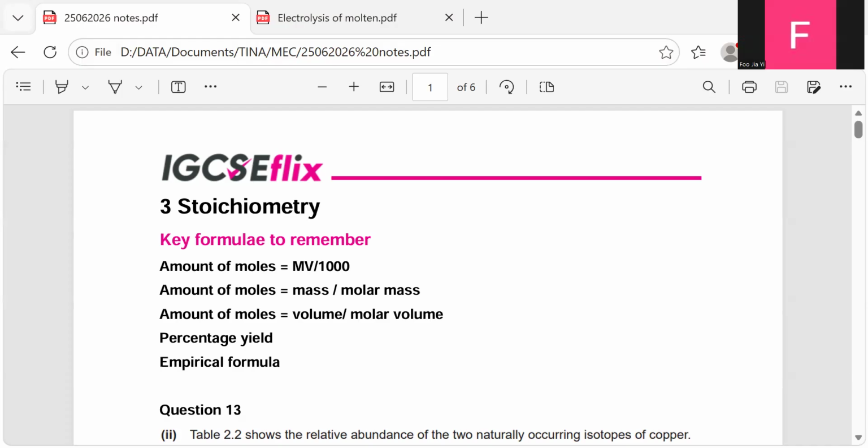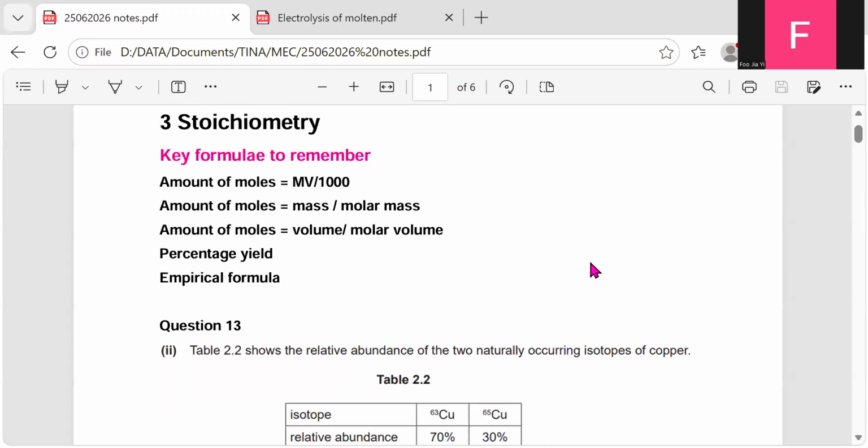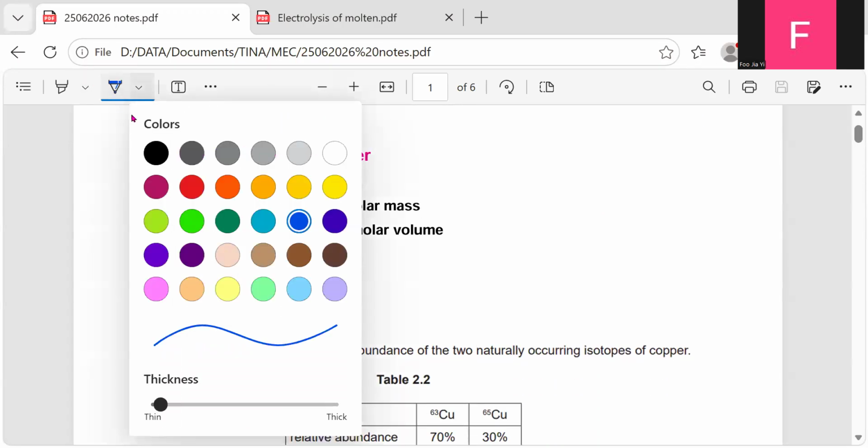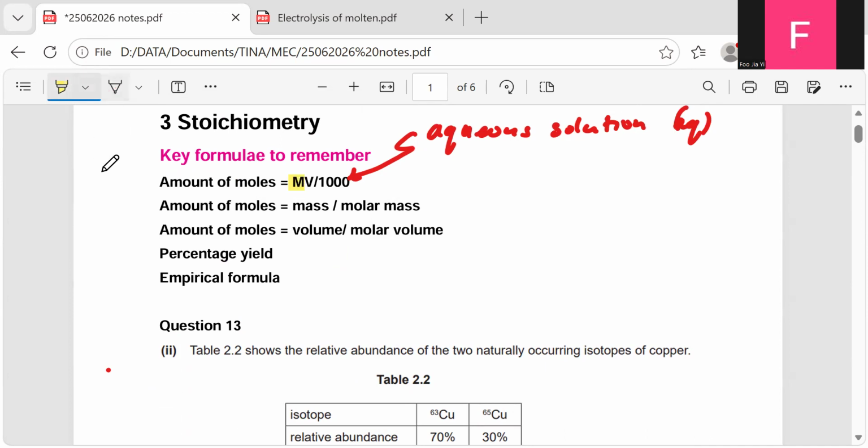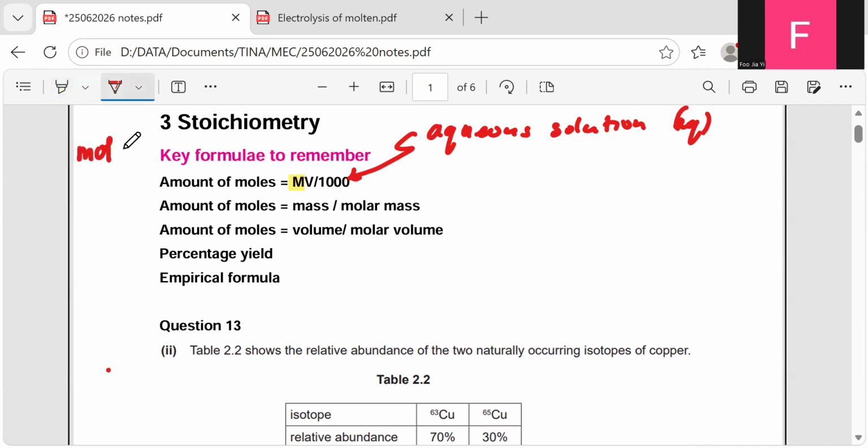Okay, so remember we have gone through this already many times. Amount of moles is mv over 1000. This is only for an aqueous solution. We know it's an aqueous solution because they will tell us AQ, and we know it's the unit of M because you will see the unit as mole per decimeter cube. Every time you see this mole per decimeter cube, you know they're talking about M.